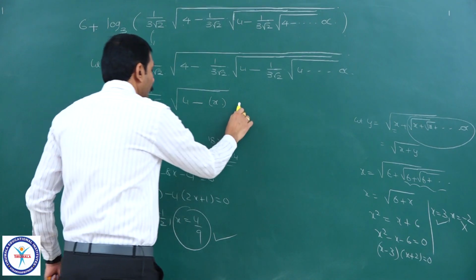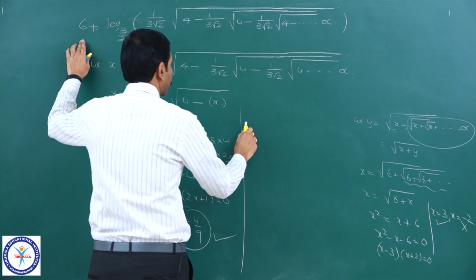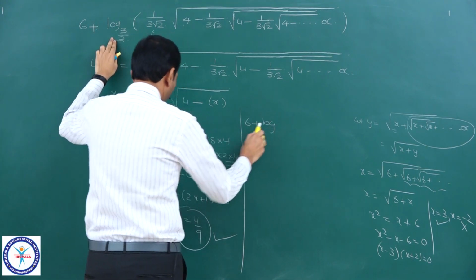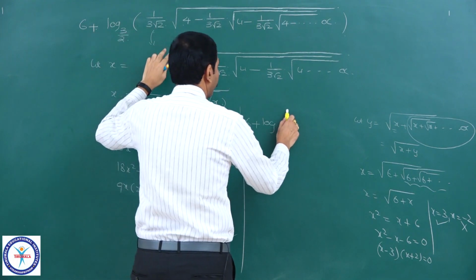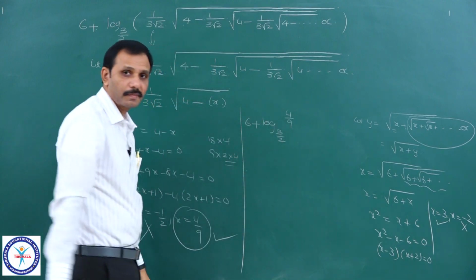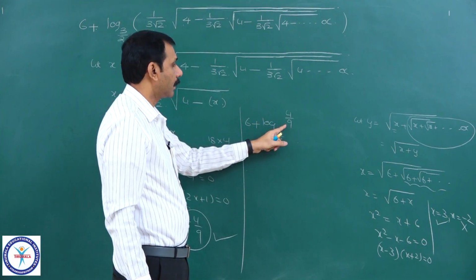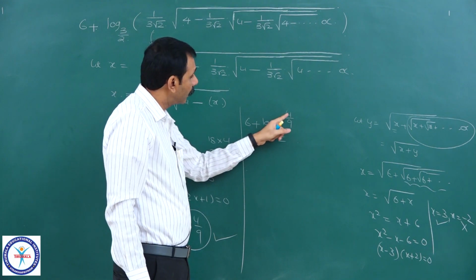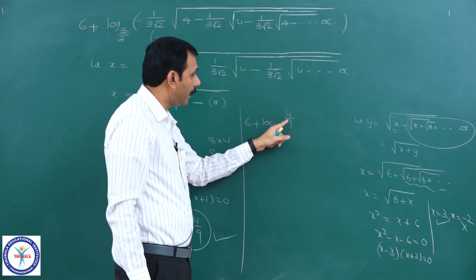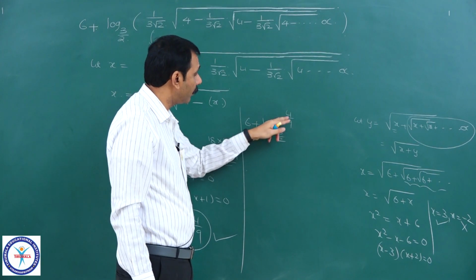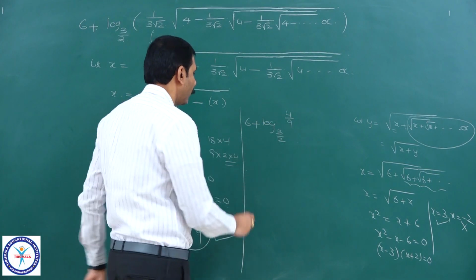Now, I will substitute here 6 plus log of, what is the value of this complete, 4 by 9 to the base 3 by 2. Now, this simplification I want. Here it is 3 by 2. This 4 by 9 can be written as 2 by 3 whole square. But as the base is 3 by 2, this one also in terms of 3 by 2 I will write.